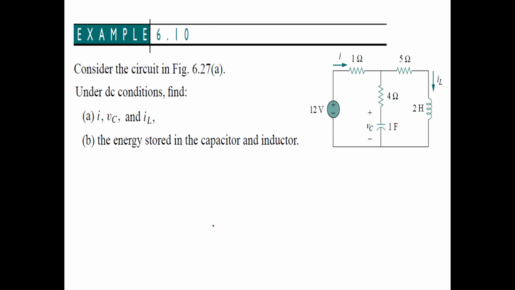Consider the circuit in figure 6.27. Under DC conditions, find i, vC, and iL. It is a hybrid circuit now. It contains both of the energy storing elements. And we have to find the current i, this current generated by the 12-volt battery. vC is the voltage of the capacitor, and iL. The energy stored in the capacitor and the inductor, we have to find them.